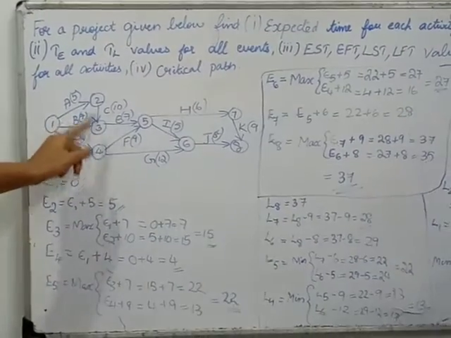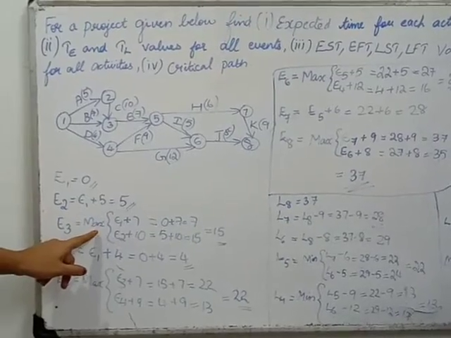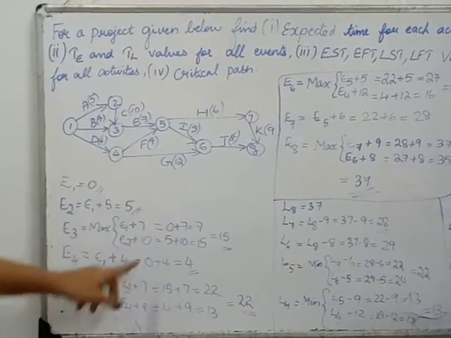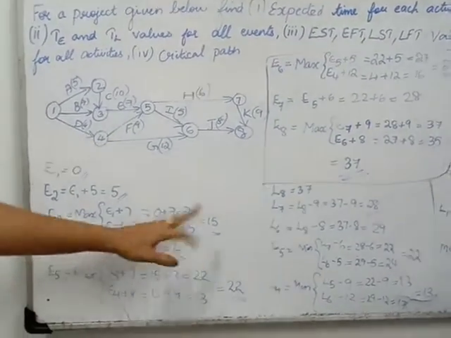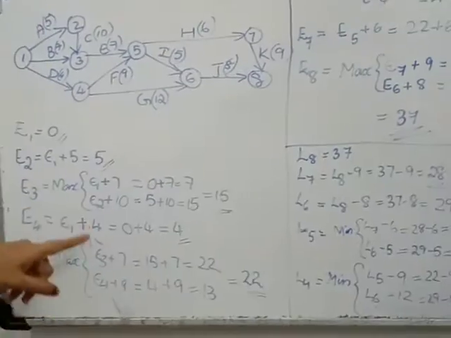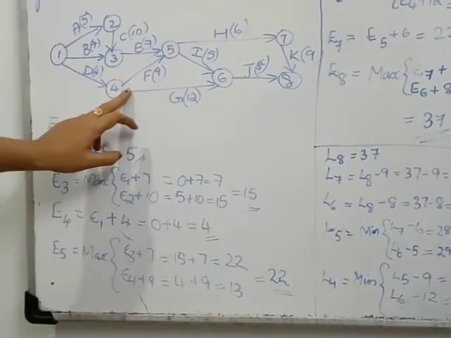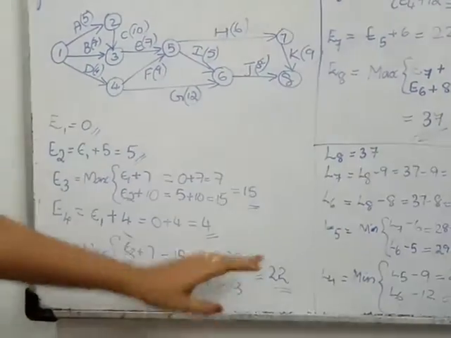E3, you have two choices, right? One from 2 and the other from 1. So take the maximum of those two. E1 plus 7 is one time and the other one is E2 plus 10. The maximum among them is 15. E4, same way for 4. E5, again you have got two options, one from 3 and the other from 4. That is the maximum, it is 22.